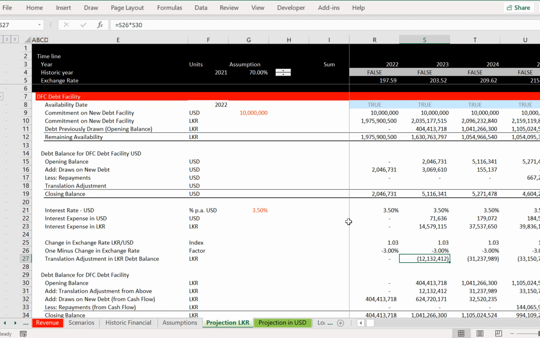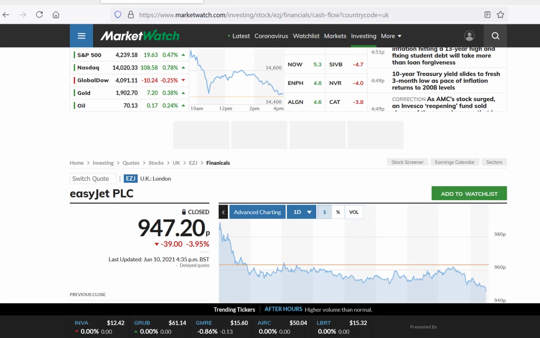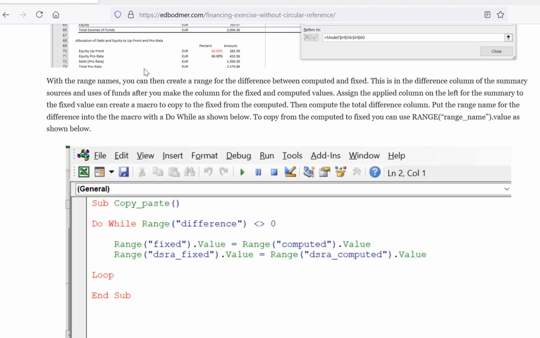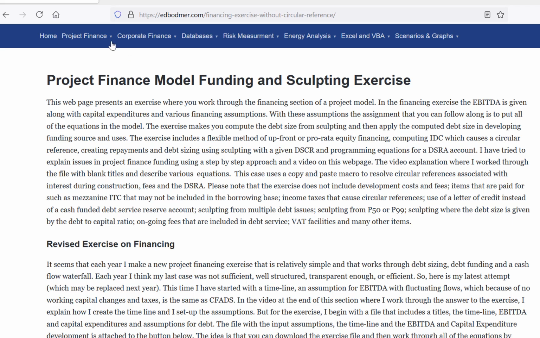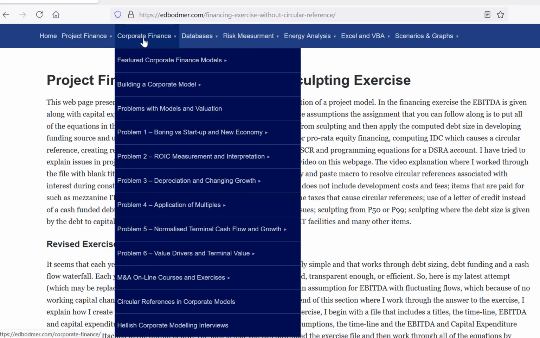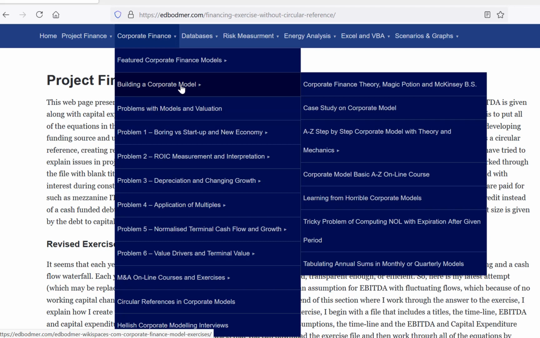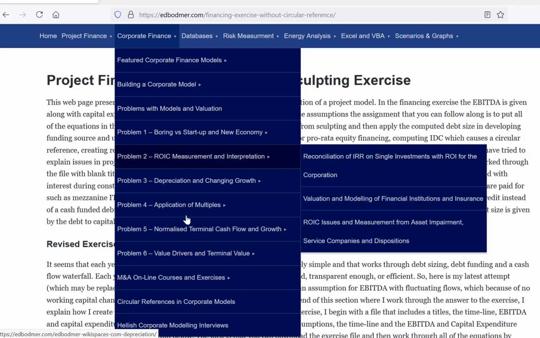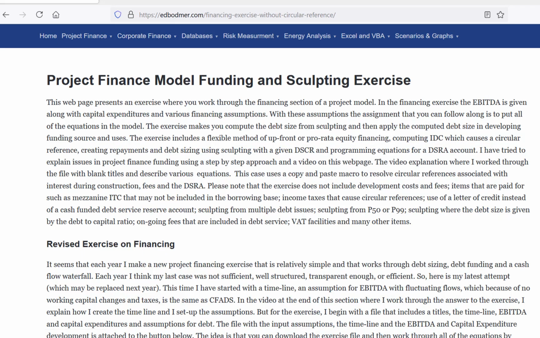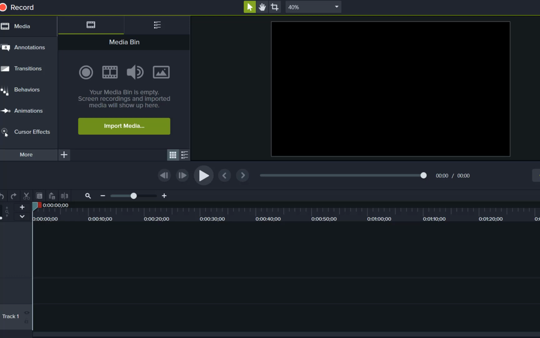And so on my website, let's see if we can go to here, in both the project finance and the corporate finance section, I have a section on the... and I'm a little bit embarrassed, of course. I've got to find this, and I'm going to have to. Oh, this is a mess. Just a minute.